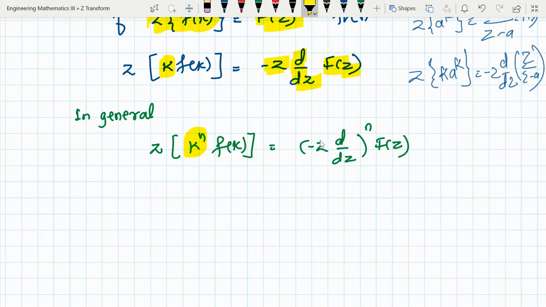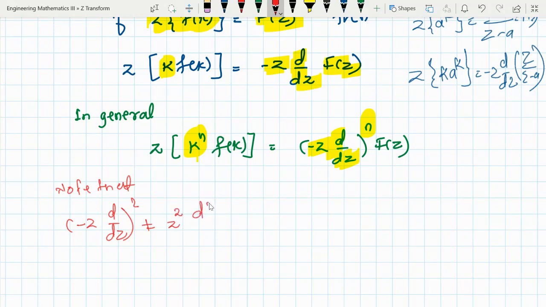If k raised to n is there, then we use (minus z d by dz) to the power n, where n is whatever the power of k: take that many derivatives of minus z into f of z. One thing is very important here. Always note that (minus z d by dz) squared is not equal to z squared d square by dz square.